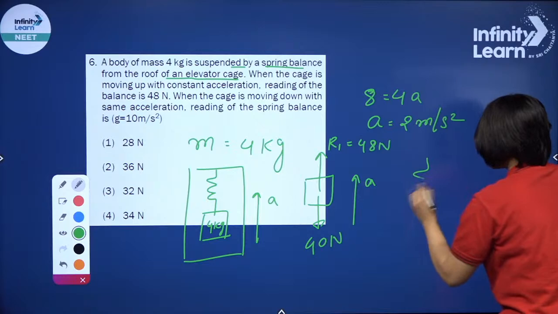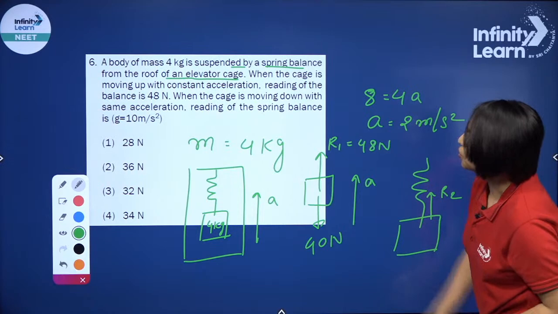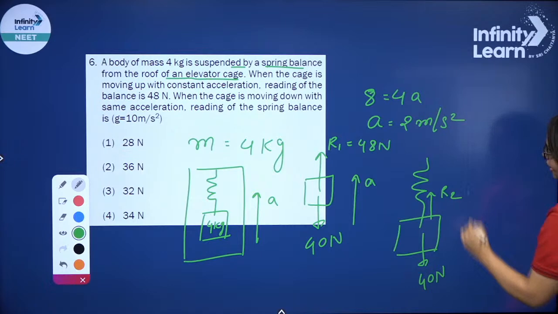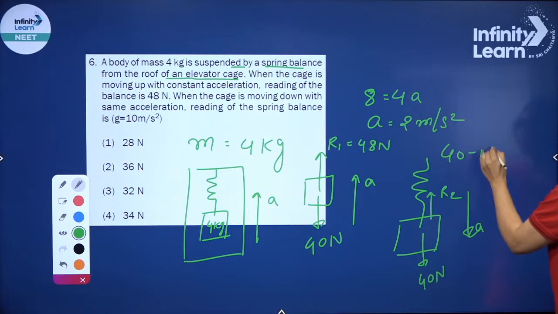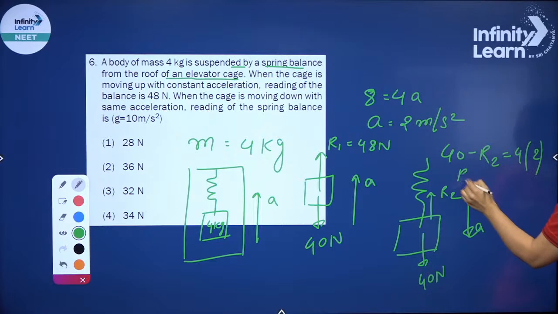Reaction, matlab spring ka jo force hai, let's say this is R2. mg to abhi bhi neeche lagega, right? And acceleration A ab neeche lagega. So what is net force? 40 minus R2 is equal to 4 into A. A is 2.